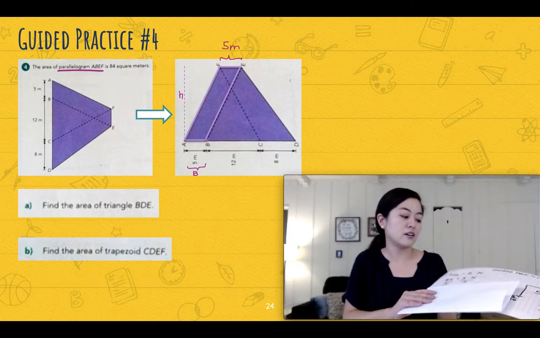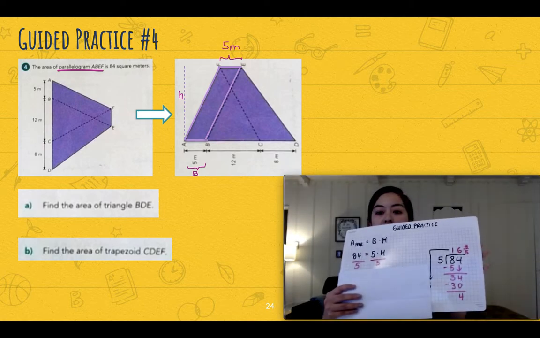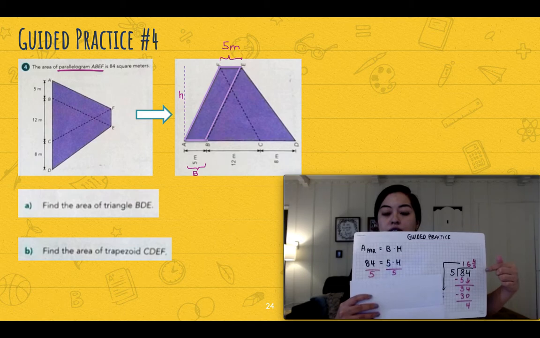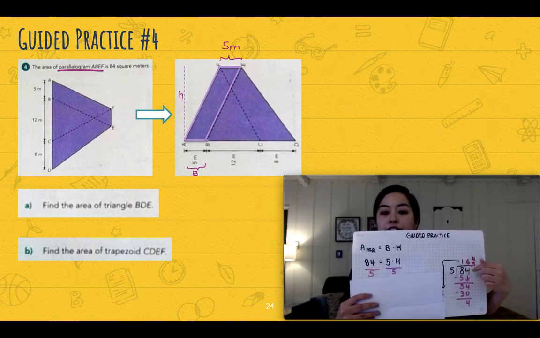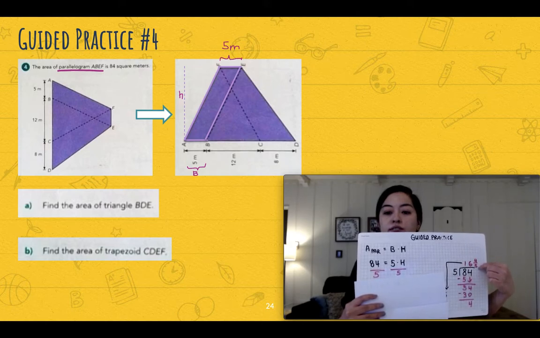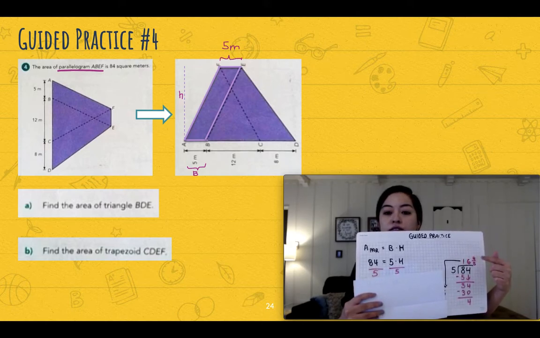And so 84 divided by 5, if you want to know how it's done, it's over here. Take a look here and pause. I changed it into a fraction. It's 16 and then the remainder 4 over the divisor 5. So 16 and 4/5. Okay?